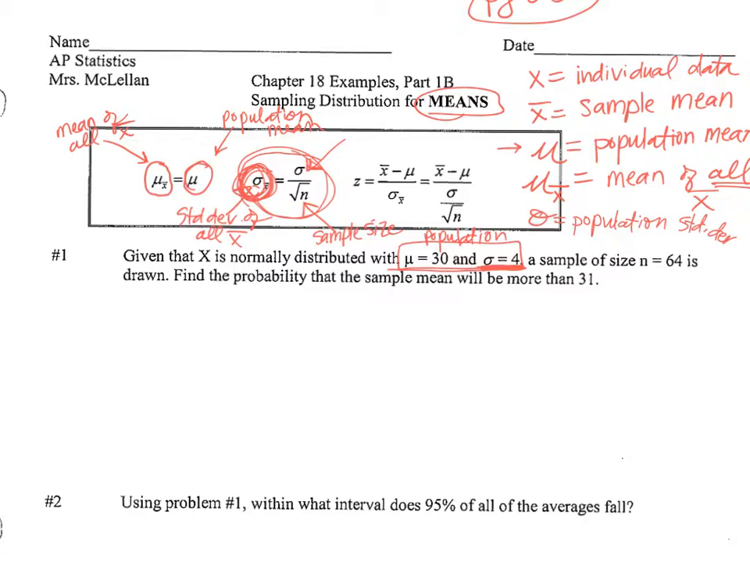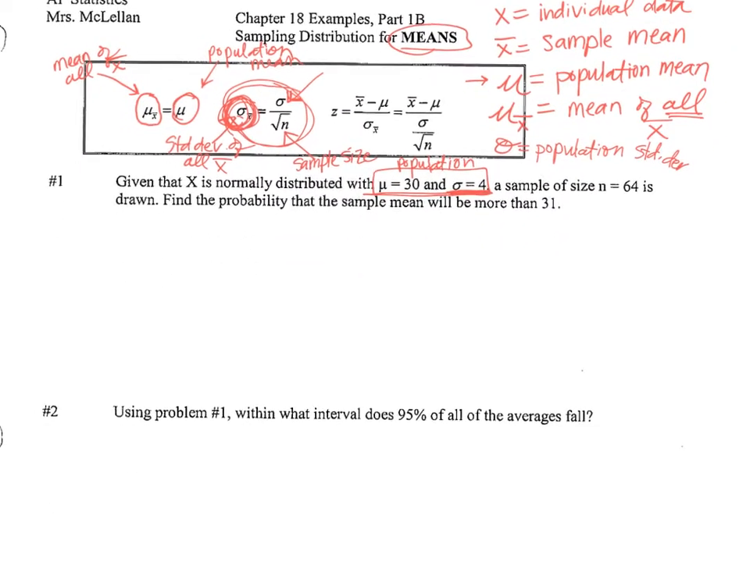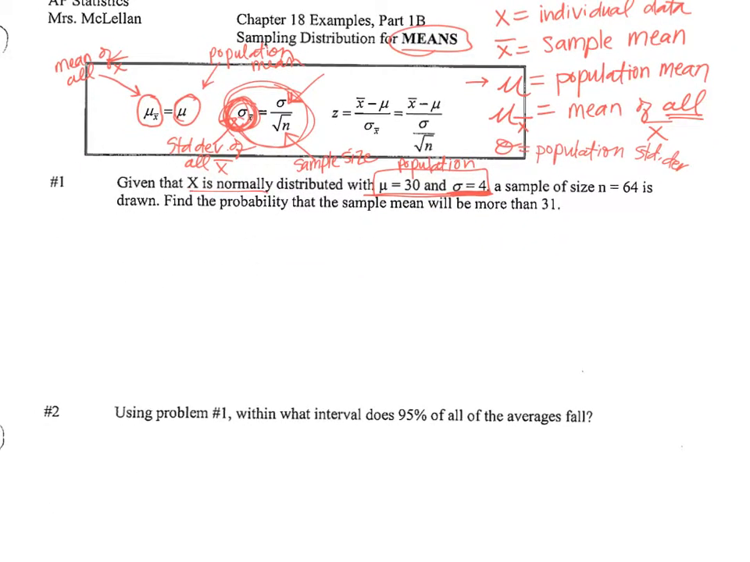So here we go. Given that X is normally distributed, so all the individual data is normally distributed, and it has a mean of 30 and a standard deviation of 4, that's the population. A sample size of 64. Find the probability that a sample mean, so in your mind, what symbol are you thinking of for sample mean? X bar is more than 31. Okay, so just like we've done on all the other stuff, we're going to write our list of information over to the side. So our first thing, n is 64.